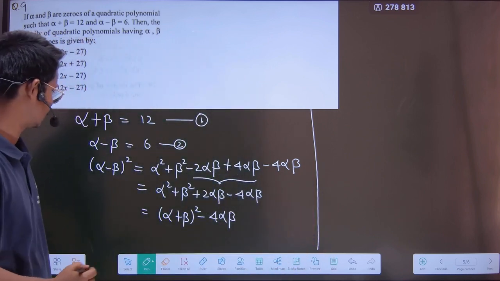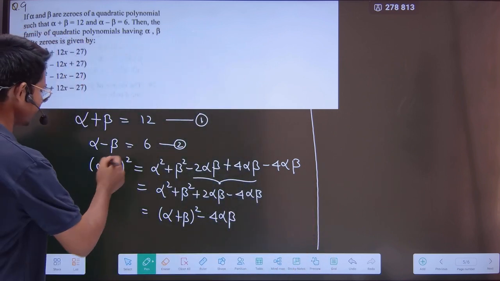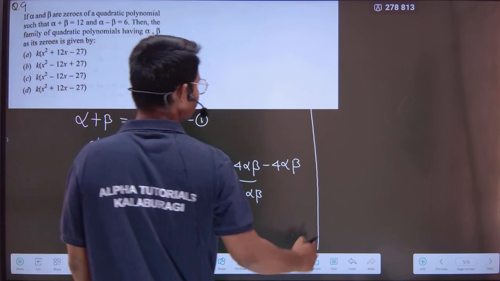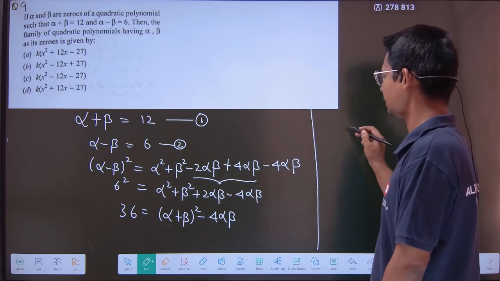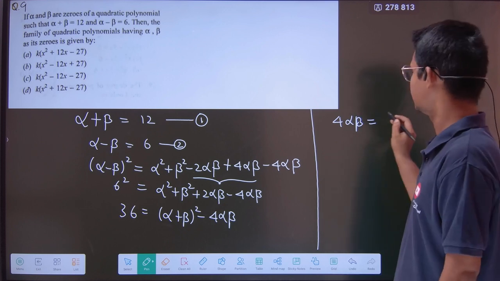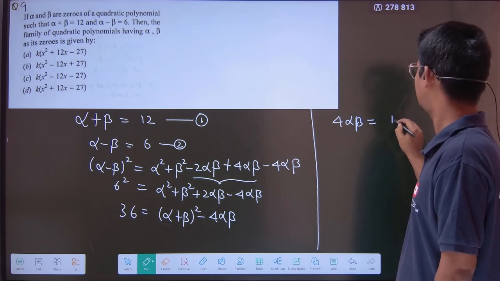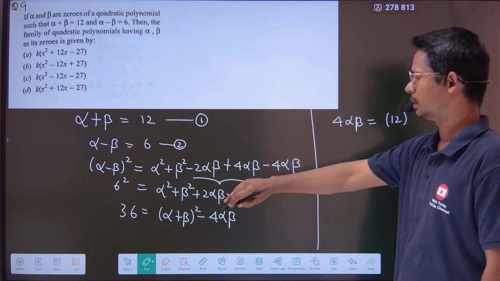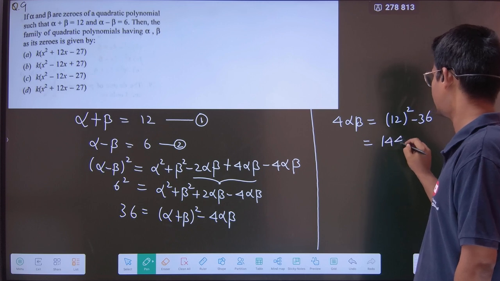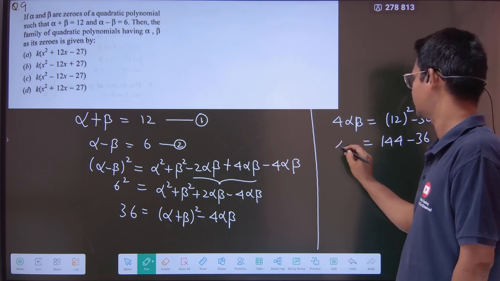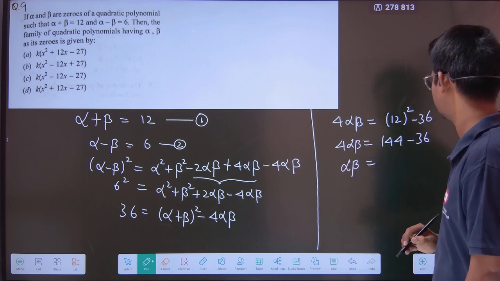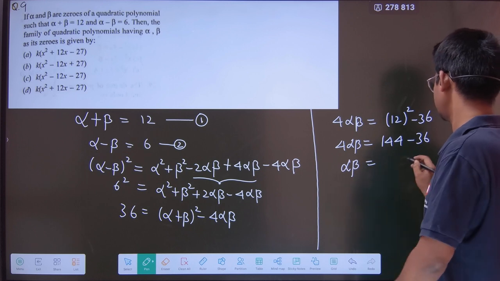So here I will substitute alpha minus beta, it is given 6. I'll substitute 36. So I'll write the equation. I'll shift 4 alpha beta to the left side. So 4 alpha beta is equal to (alpha plus beta), it is given 12, 12 square, and 36 I will shift, minus 36. So 12 square is 144. Correct? Minus 36. Now I want only alpha beta.